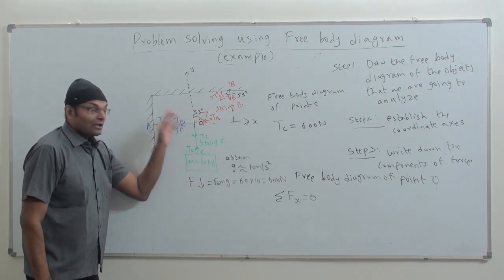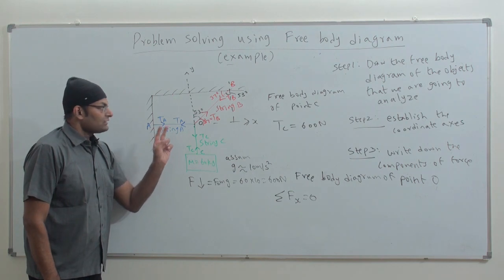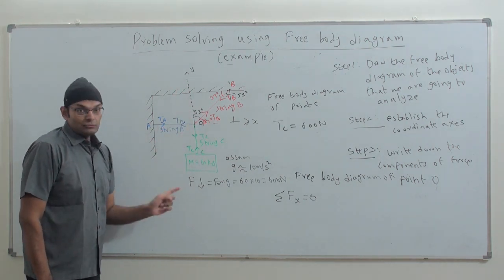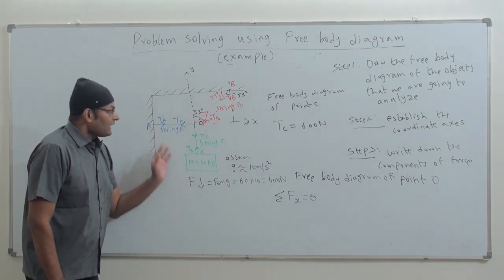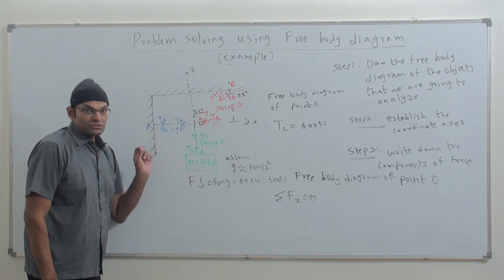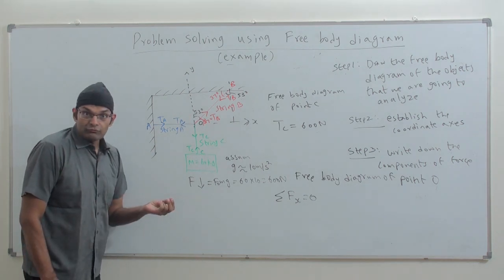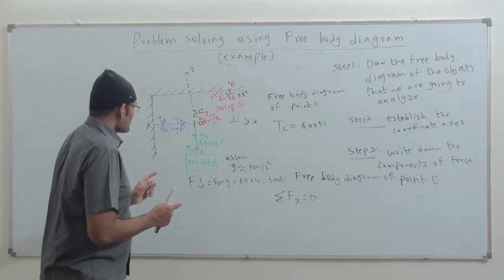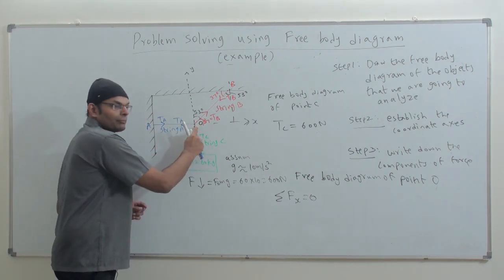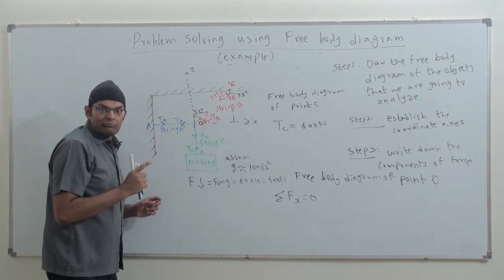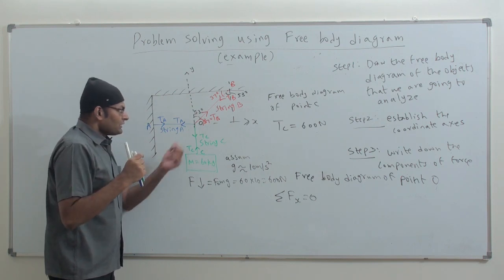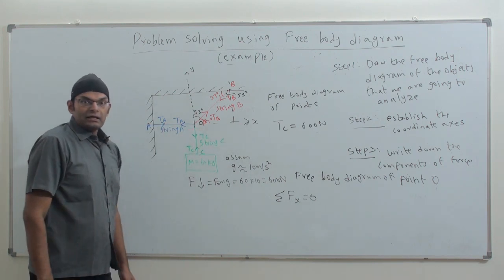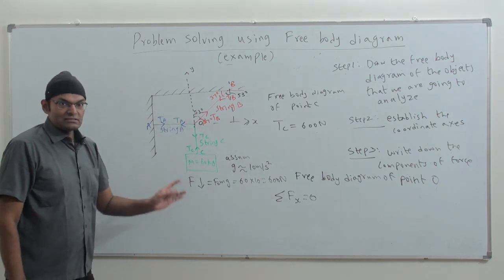So I just ignored it and I directly wrote TC is equal to 600 newtons. In this case, there are two axes coming into play, one is the x-axis and one is the y-axis. So what am I doing? I'm finding the sum of the forces. I'm writing that the sum of the forces is equal to 0. Why am I writing that? Because this system is in equilibrium. When the system is in equilibrium, all the forces acting in the x-axis and y-axis are equal to 0.